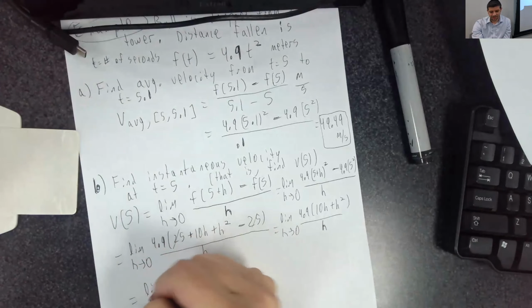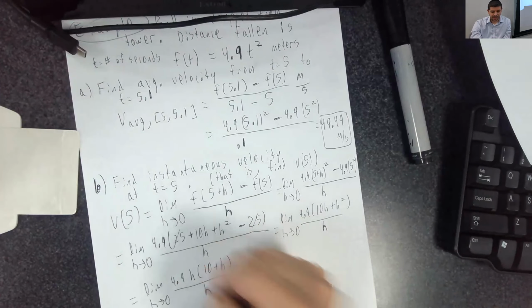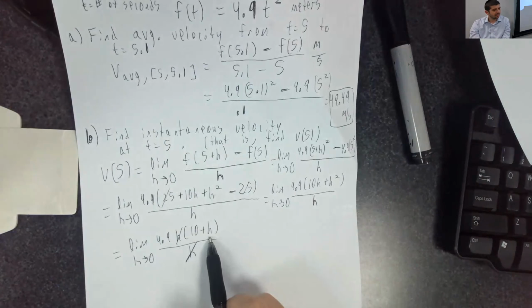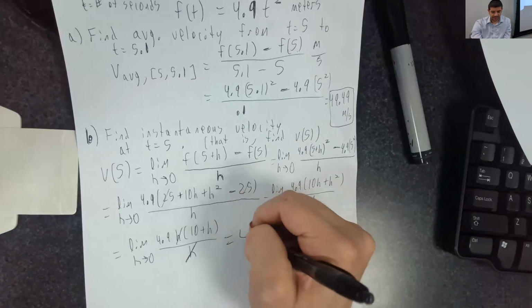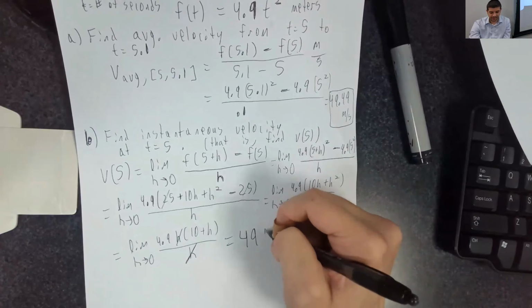Limit as h goes to 0. If we do what Alyssa says, we factor out an h: 10 plus h, divided by h. Good. Now it's multiplication, so we can cancel. h goes to 0, so we can plug in 0 finally. So 4.9 times 10 is 49. What's the units? Meters per second.